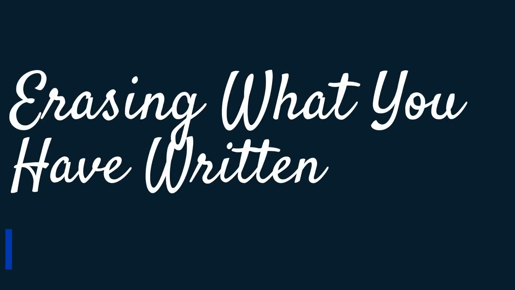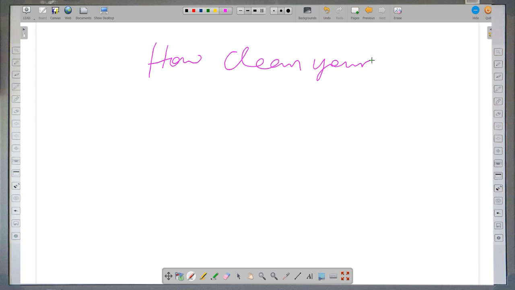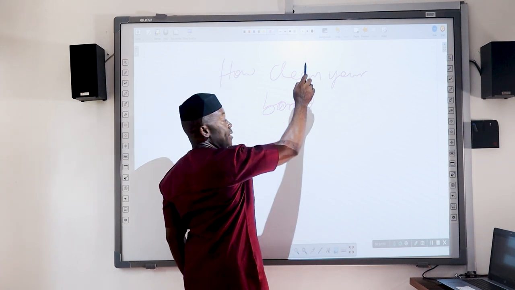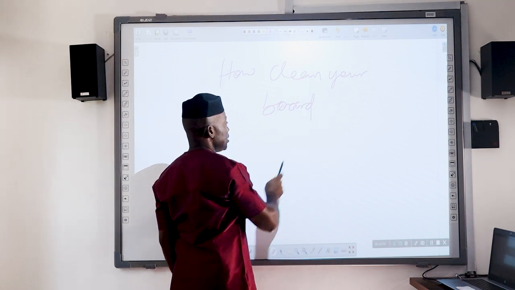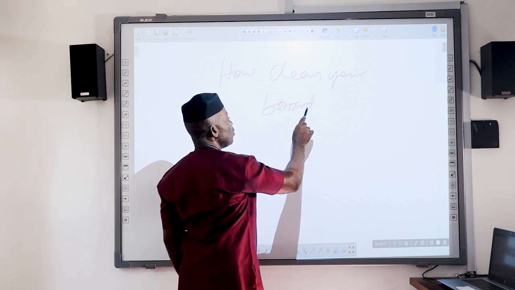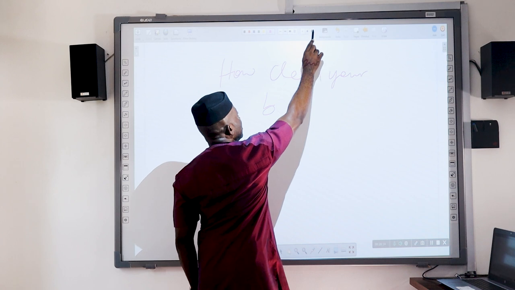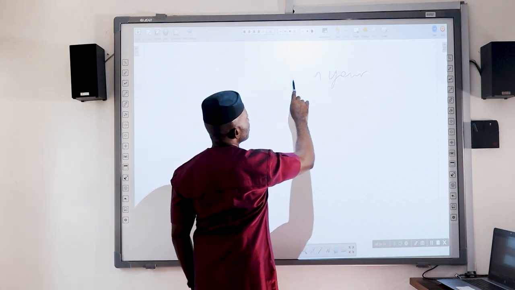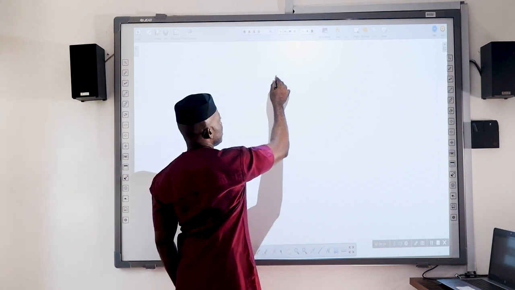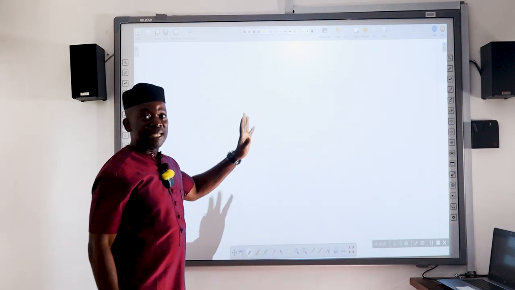How to clean. Then here, if you point at this place, you can select a little smaller size of eraser. You click on this place, bigger size of eraser. Then when you click here, it becomes a bigger size of eraser. Then click on this place. You can click here to wipe the board entirely.